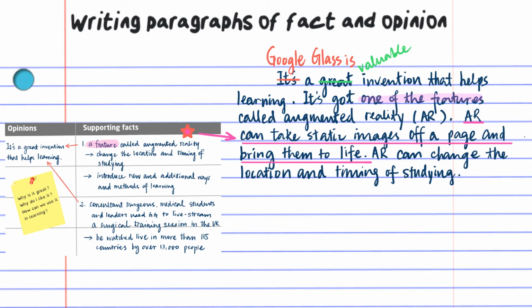This is the cause and this is the effect. So in between these two sentences, I would like to add a connective here, which is "therefore". AR can also help learning in another way, so here I'm going to add a connective, "besides". Then I'm going to use this point and write it in my paragraph.